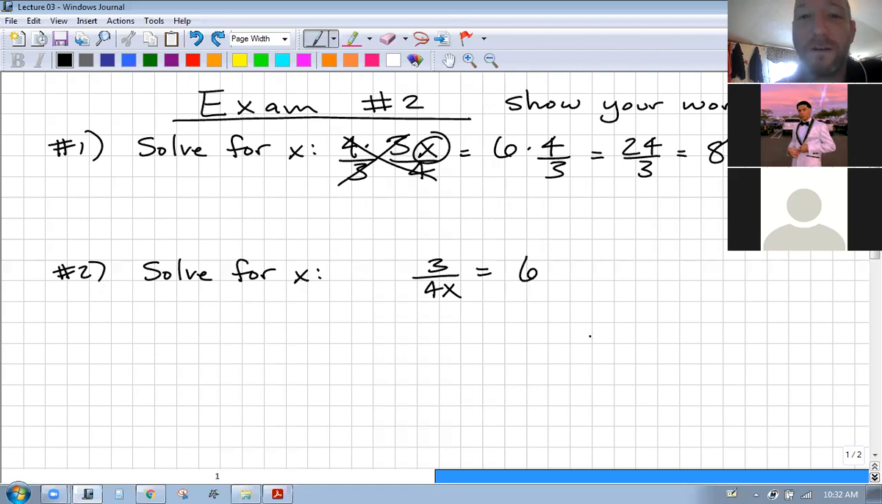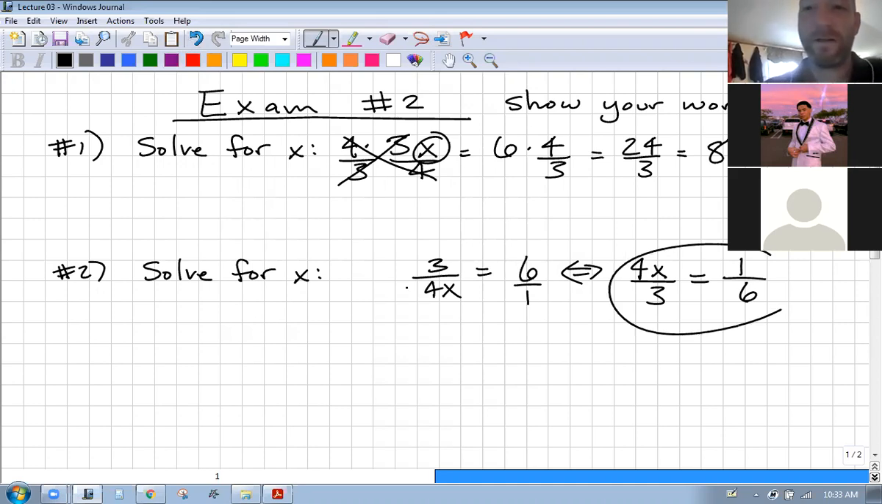If you flip one side, you have to flip the other side. Just think about this. 2 is equal to 2, right? 2 over 1 is equal to 2 over 1. If I just flip one side and not the other, I get 1/2 is equal to 2. And that's not true, right? So think about what you're doing whenever you're doing these things, all right? If you flip one side, you have to flip the other. So you put the 4x on top and the 3 on the bottom. We have to flip the 6. That's going to give us a 1 over 6. 6 is the same as 6 over 1, right?